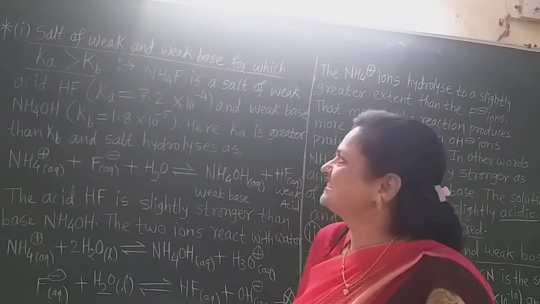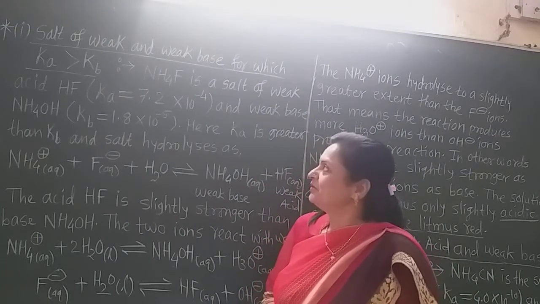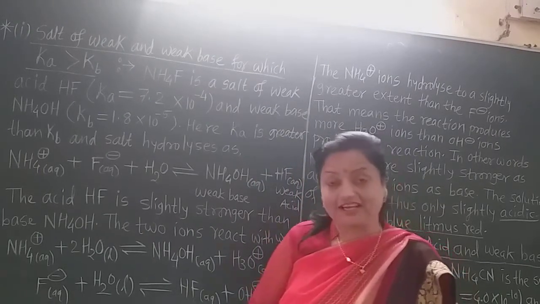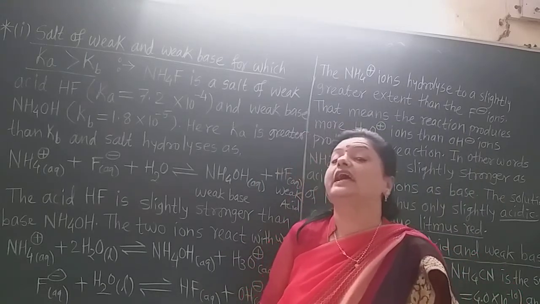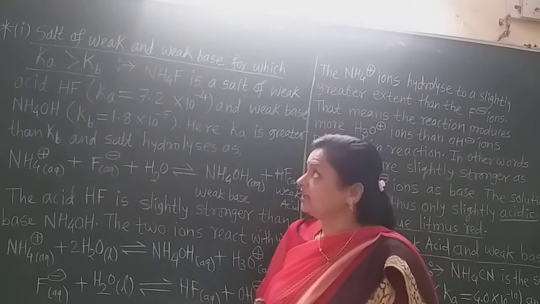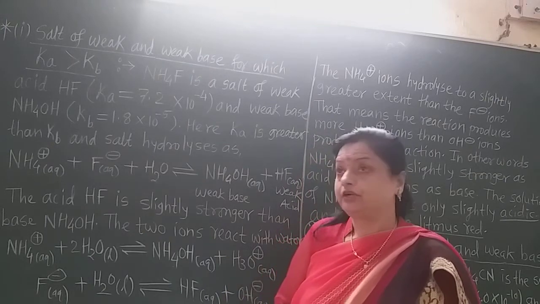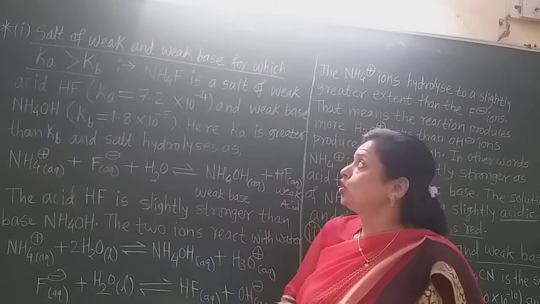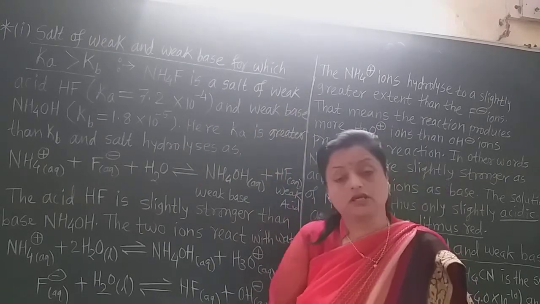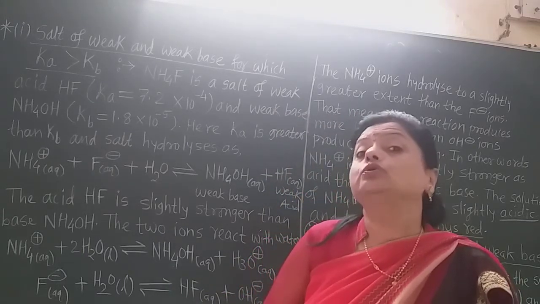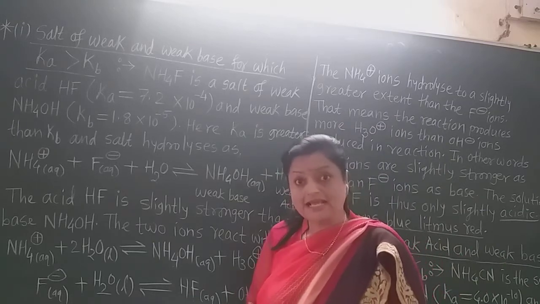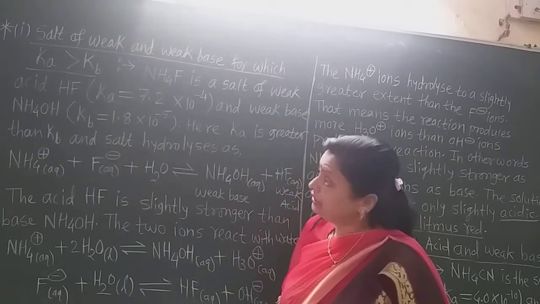Good morning students. Let us learn the first type of salt. We are learning Chapter 3, that is Ionic Equilibria, and in the last lecture we learned about the types of salt. Now this is the salt of weak acid and weak base. This is the fourth type of salt, in which we see how the solution turns acidic, basic or neutral.